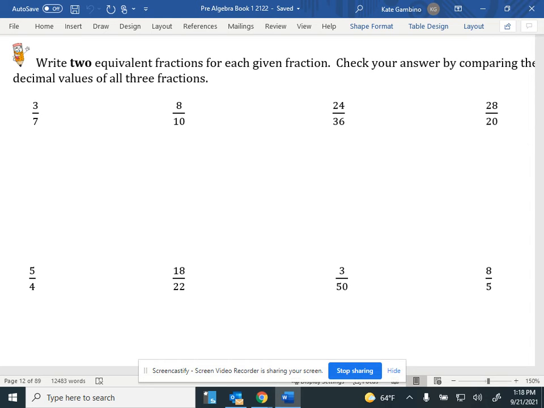And then I do want you to compare your decimal values of all 3 fractions. So you're going to write down what the decimal value is. Just one decimal value? Because they all should be the same decimal value. So if we had 3/7, we said 6/14, and we said 9/21, what would the decimal value of it be, Paul?